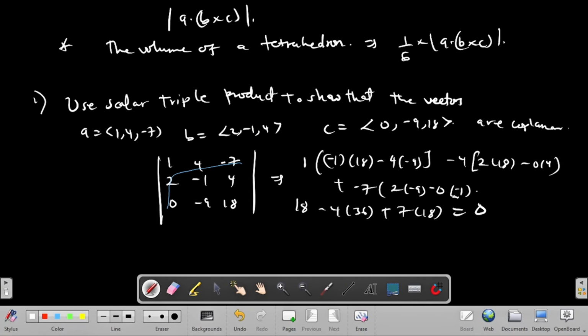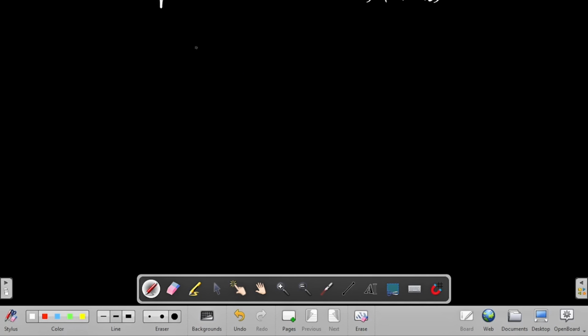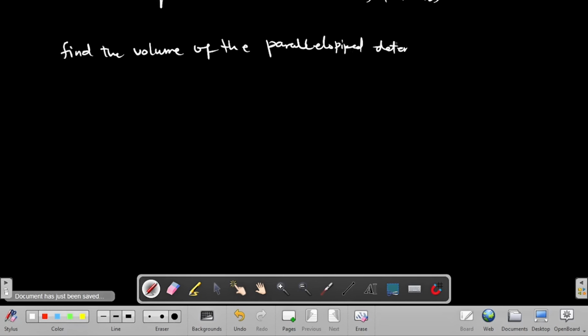Okay, so let's see another beautiful problem here. For the last, then we close the chapter on triple dot products. We'll solve more examples later. It says: find the volume of the parallelepiped determined by vectors A, B, and C.